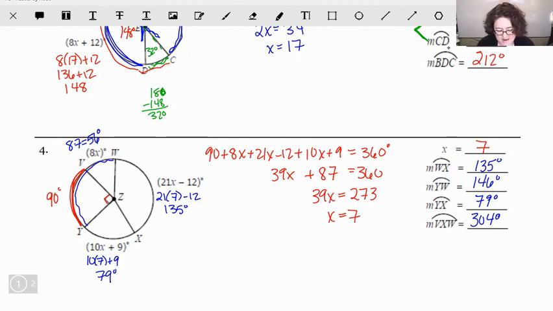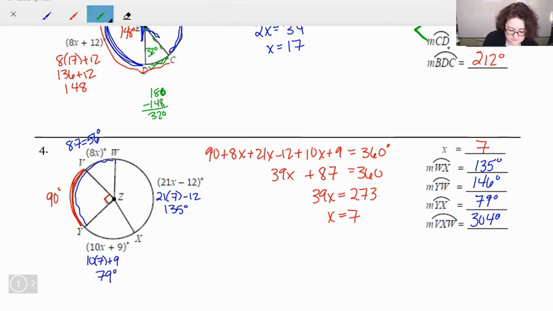And then the VXW, again, went kind of the long way around. So VXW was everything except for the 56. So this one here was 360 minus that 56.